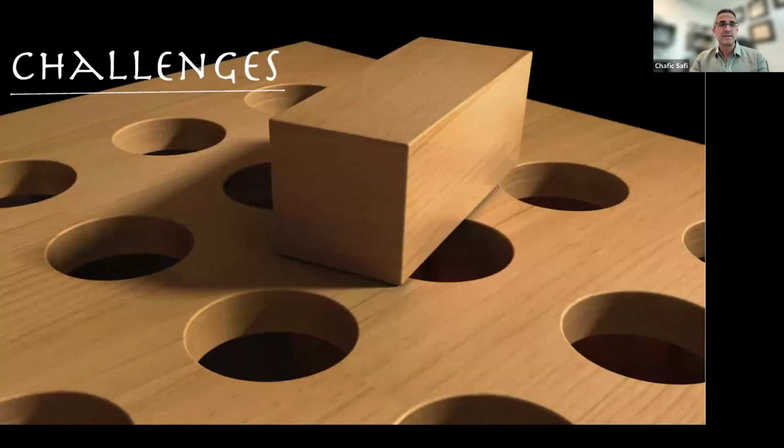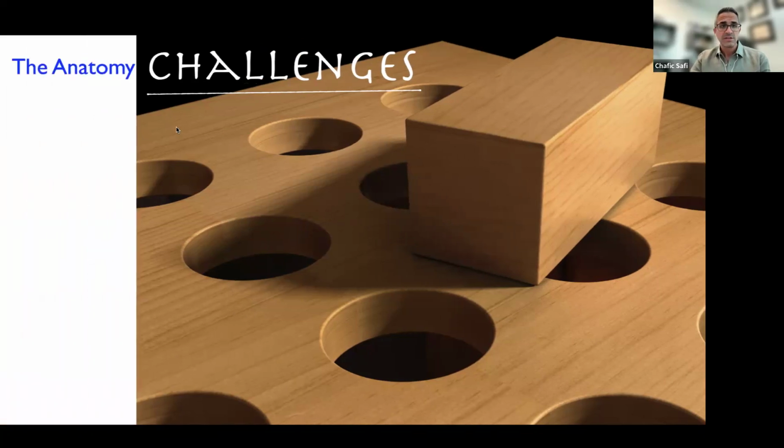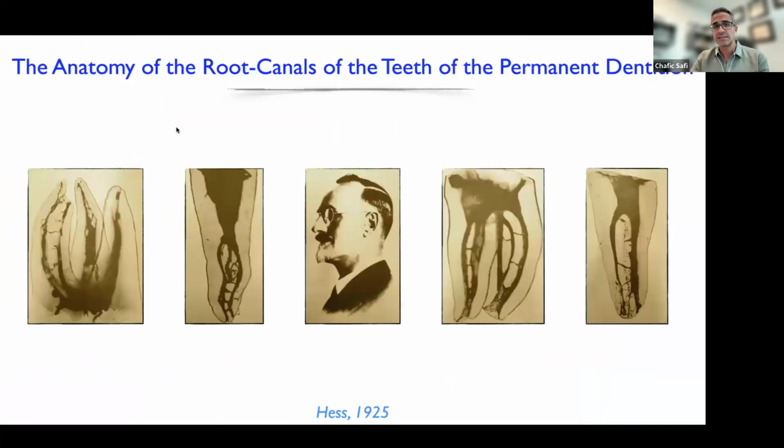However, as you might know, and as you might expect, we encounter a lot of challenges as clinicians reaching anatomical microbial control. The first challenge is the anatomy of the root canal system, and this has been studied, illustrated and investigated in 1925 by Walter Hess in his work, where we see that the root canal anatomy is very complex, very intricate, not simple at all.